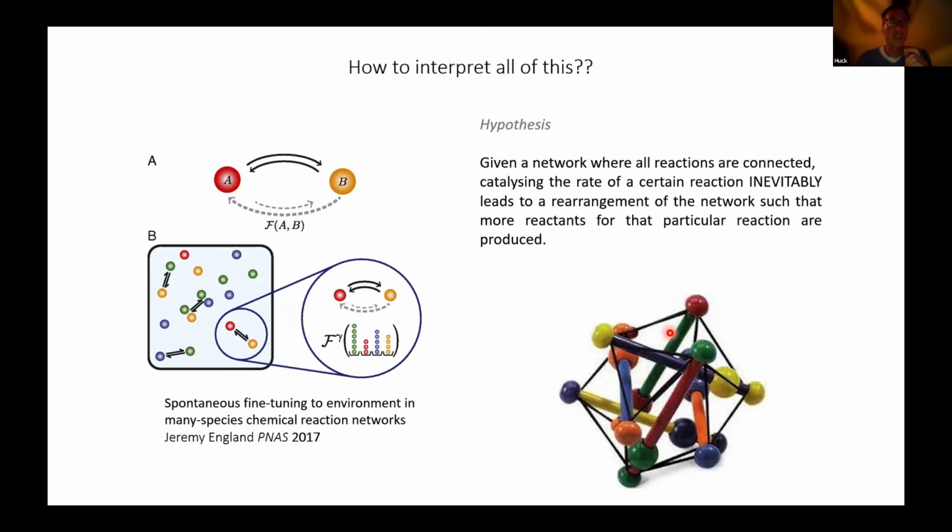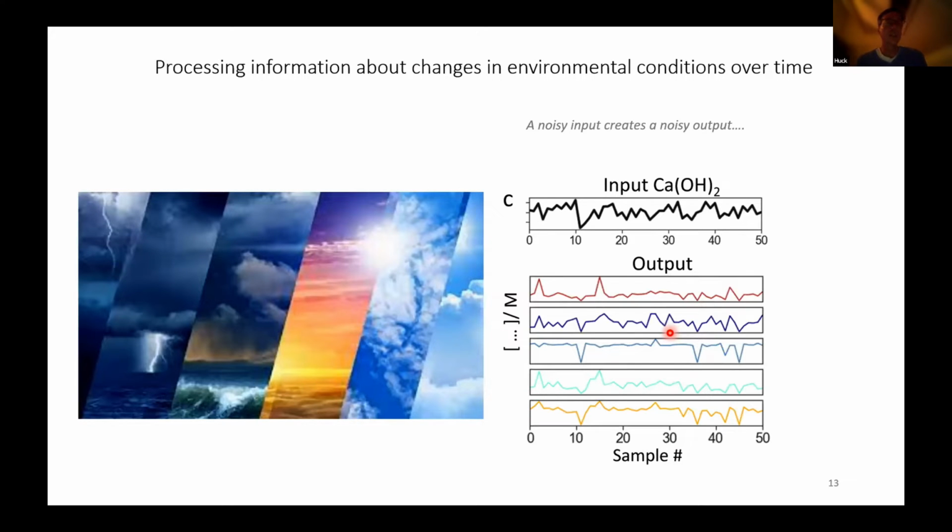Now, what we have done so far is essentially we studied the output of the formose reaction under some kind of steady state input concentration. But life obviously has different environmental conditions that actually change all the time. So you could say if I have some kind of noisy input of calcium hydroxide, then I will also get some noisy output of all the different compounds.